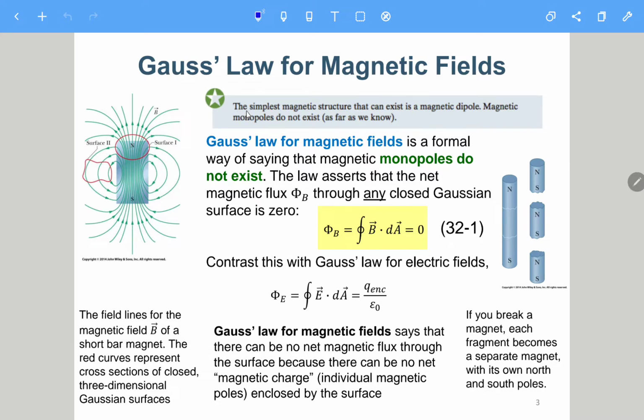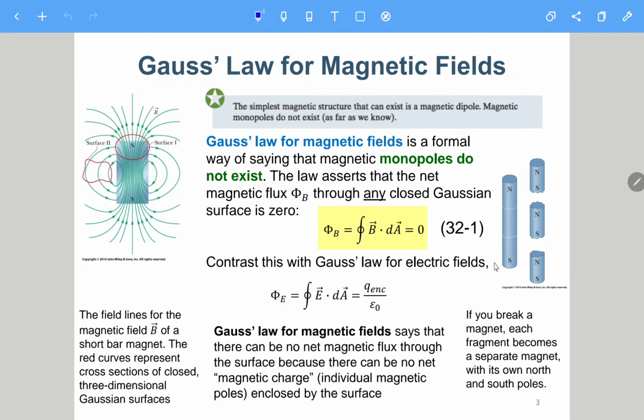So here it says the simplest magnetic structure that can exist is the magnetic dipole. So a magnetic monopole does not exist, and this is what we have mentioned before. For charges, we can have a positive charge or a negative charge existing independently. But for magnetic structure, we can only have a magnetic dipole. We cannot have a magnetic monopole, just like a primary student can know.